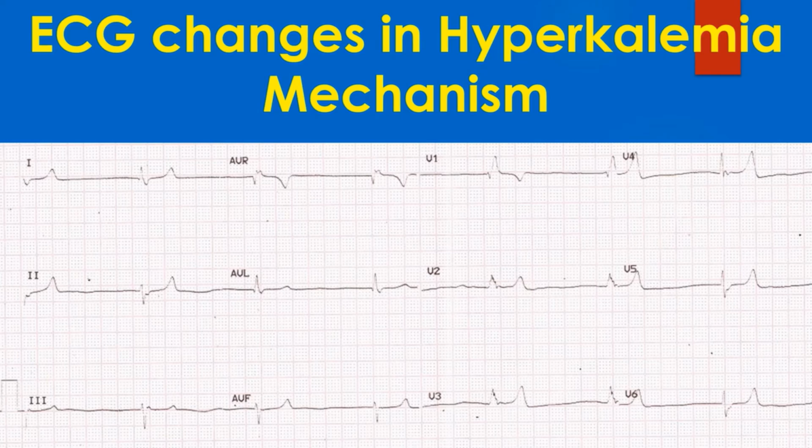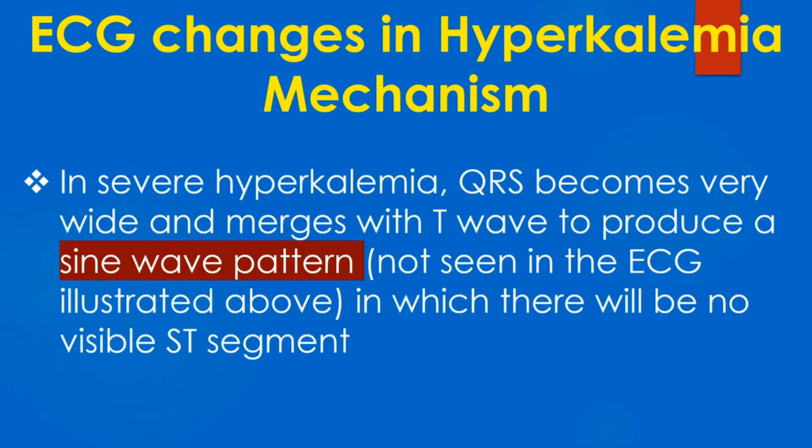Ideally, if there was sinus arrhythmia visible in the QRS complex intervals, one could have presumed that there is sinus node activity with atrial paralysis and sinoventricular conduction. In severe hyperkalemia, QRS becomes very wide and merges with the T wave to produce a sine wave pattern, not seen in the ECG illustrated, in which there will be no visible ST segment.